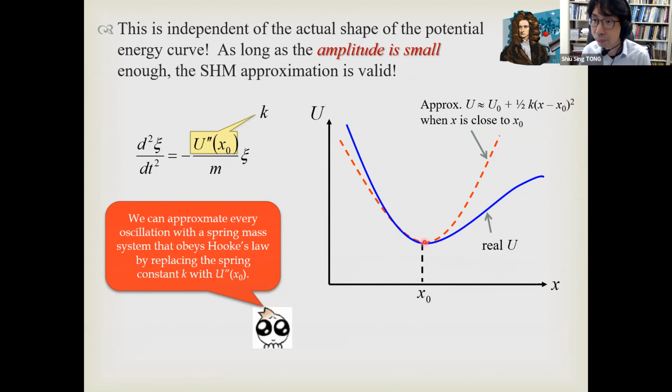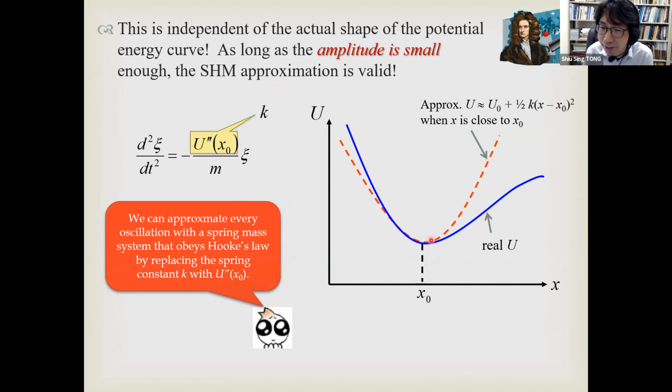Now, but you see, the approximation may not be good if I move farther away, right? If you move farther away, then the discrepancy between the two curves might be large. But you should know my condition. My condition is that as long as I maintain a small amplitude oscillation, the simple harmonic approximation is valid.